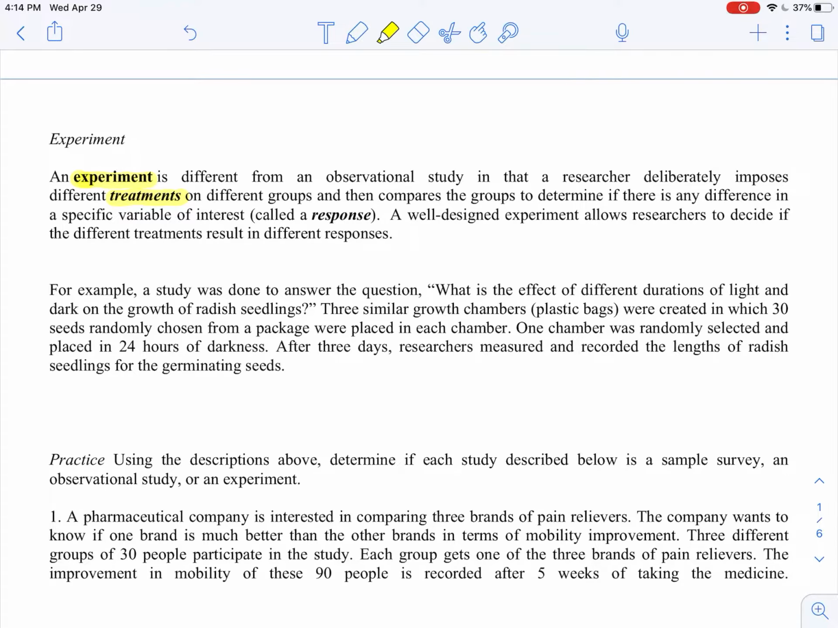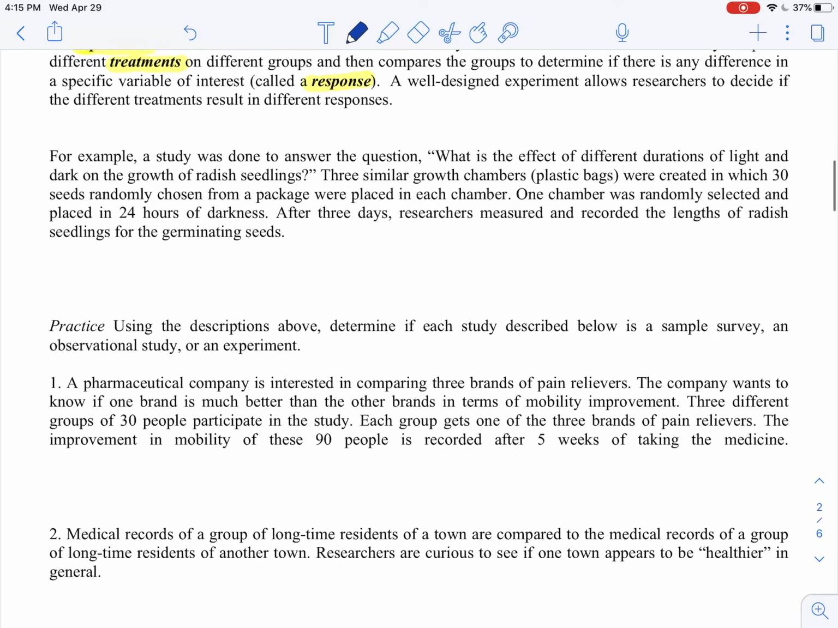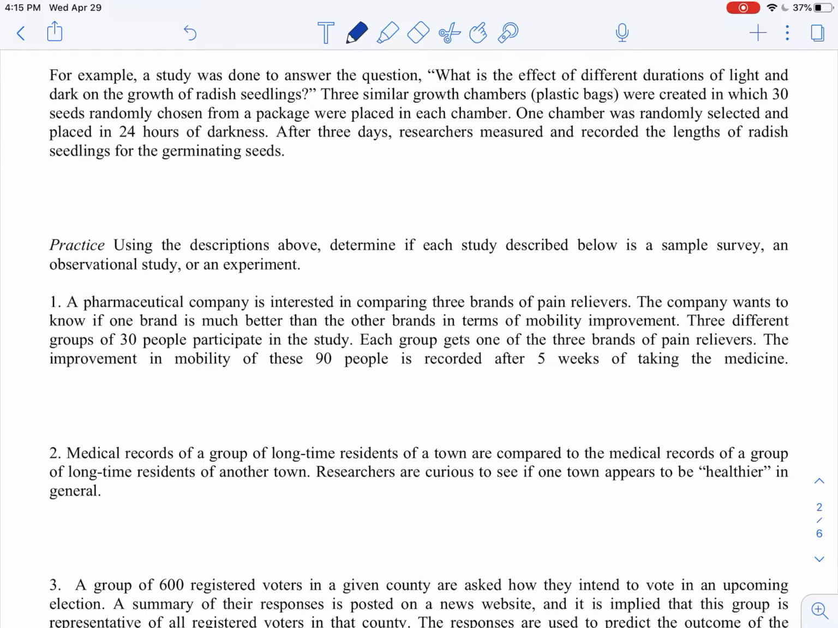You're actually controlling the situation and you're breaking up into groups. Okay, the treatment is what is provided and the response is the outcome that you see in each specific group. And I will talk eventually about how you can test the effectiveness of those groups.